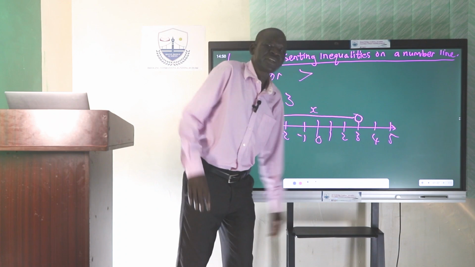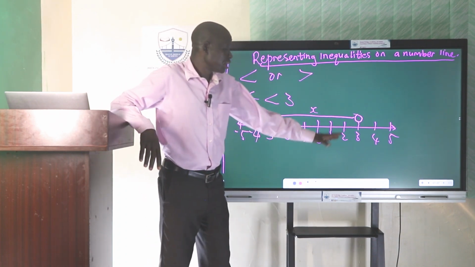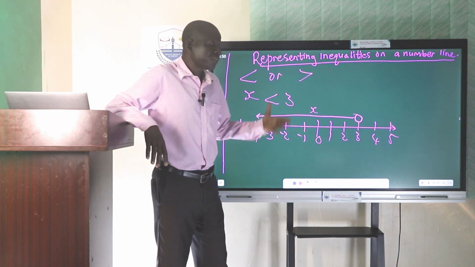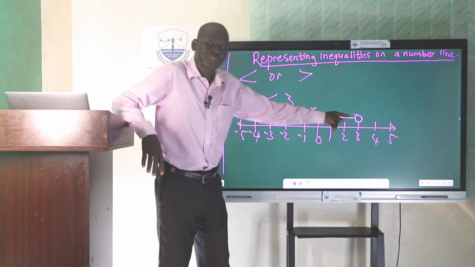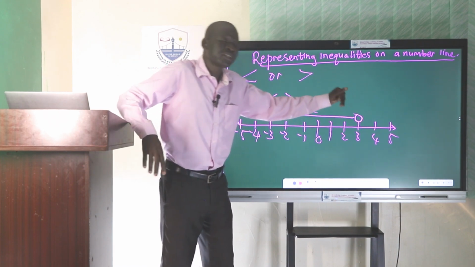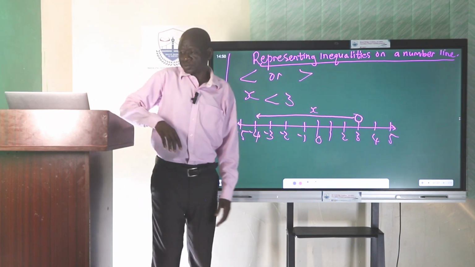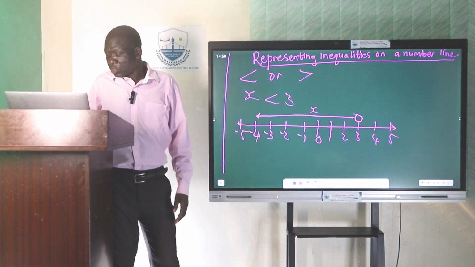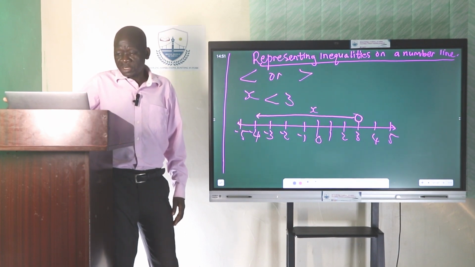This means that 3 is not inclusive. x is a figure that starts from a figure less than 3. So when they draw an open circle there, it means that 3 is not included in the solution. That is how we represent it on a number line.